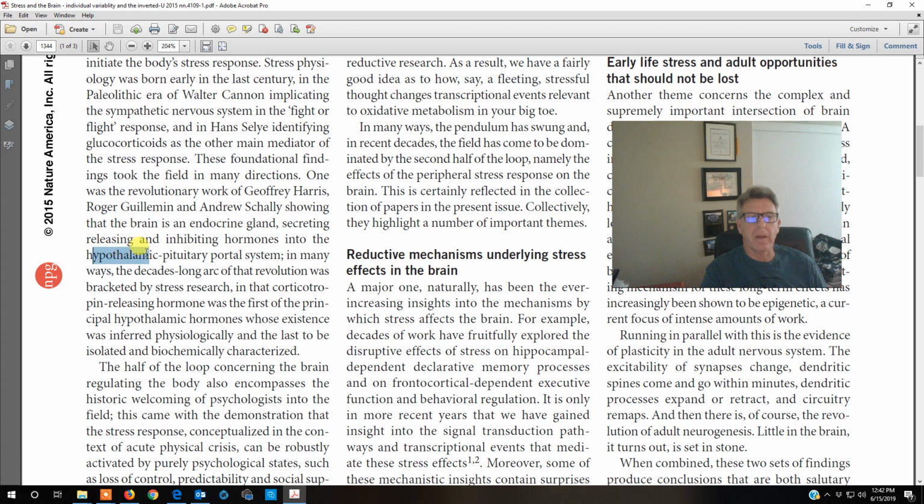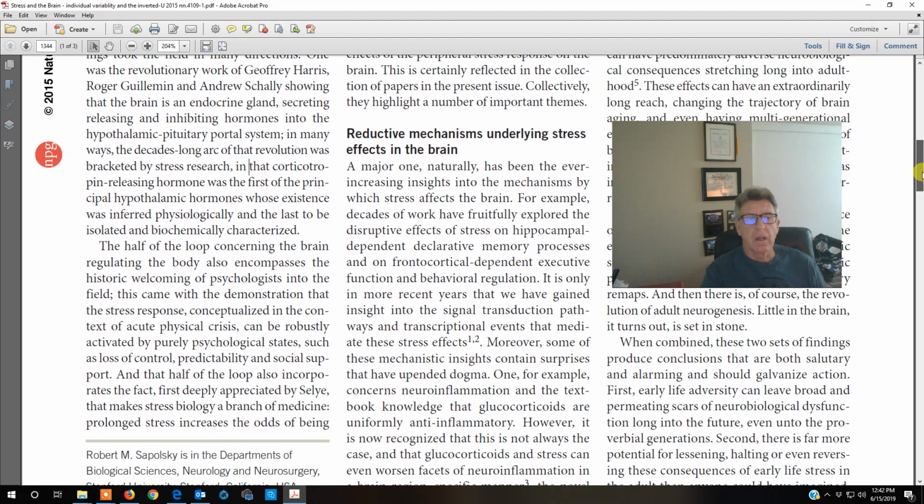This is called the hypothalamic, this is part of the brain, pituitary, which is a gland that dials in right here. And this is the portal blood system, and how those two interact. And then he taps into it down here.